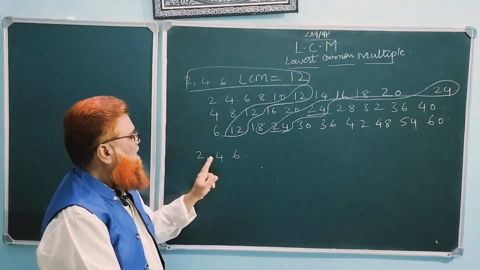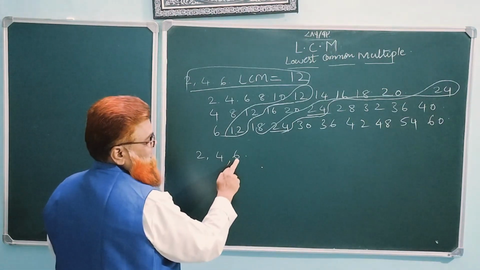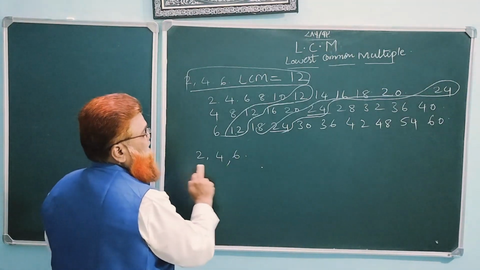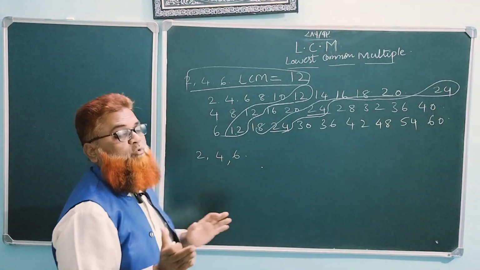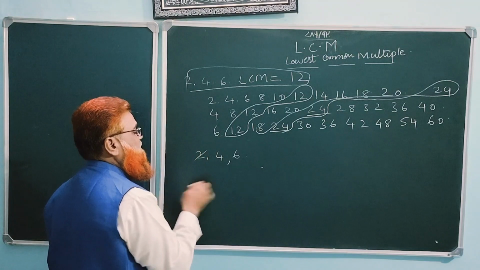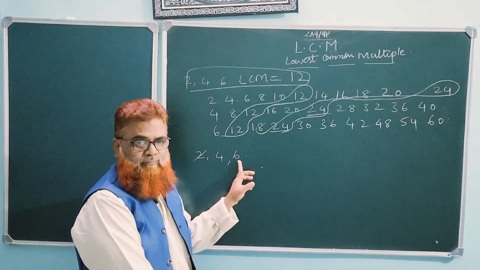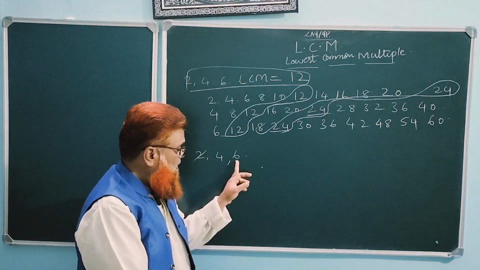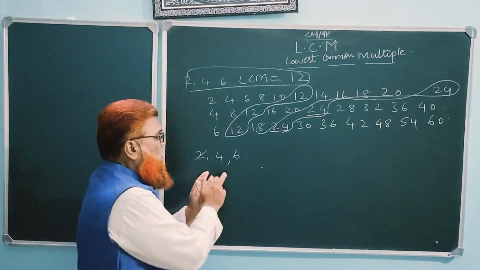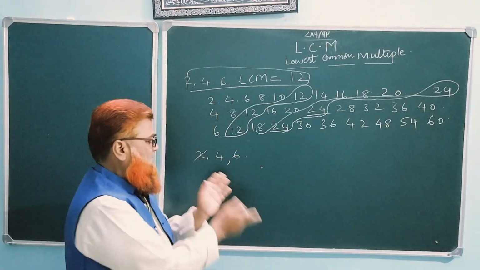See that 2, 4, 6. First, this is the biggest number. Then what is the LCM of this 2, 4, 6 according to my short trick? 2 divides 4. 2 is out of the scene. But 4 divides 6? No. Then what should I find? I should see what is divisible by 4 after 6.